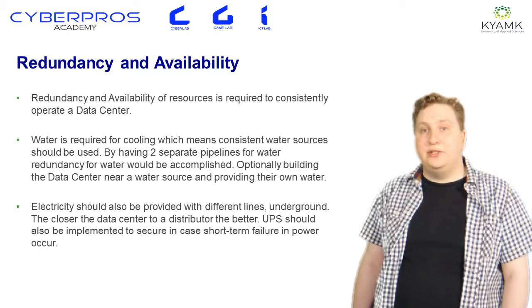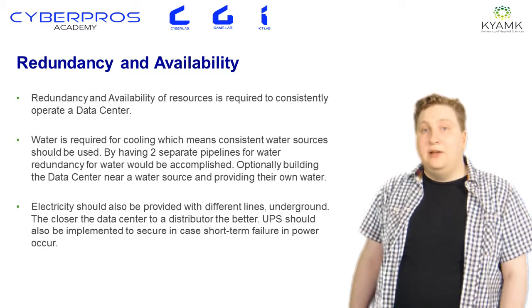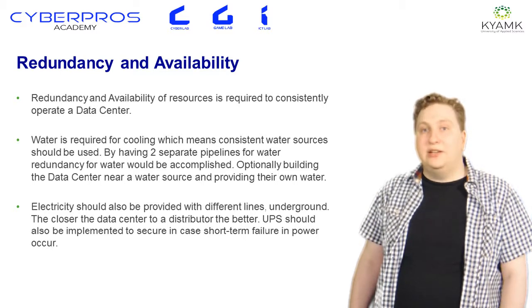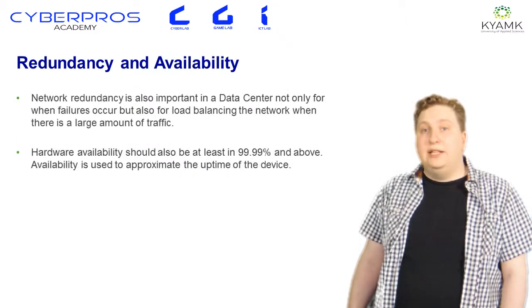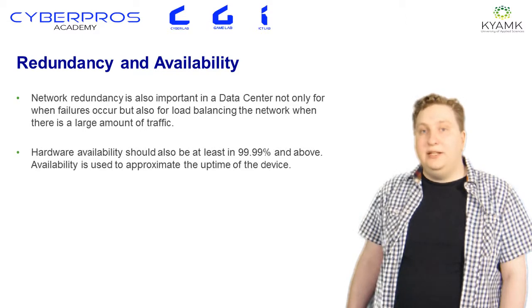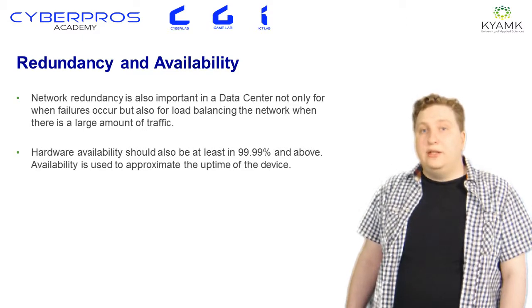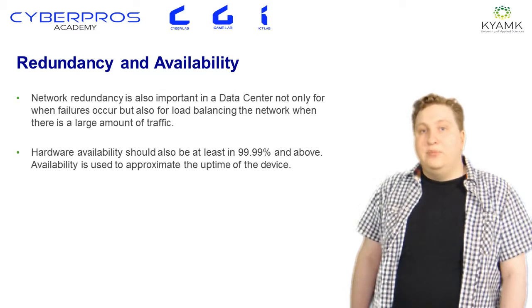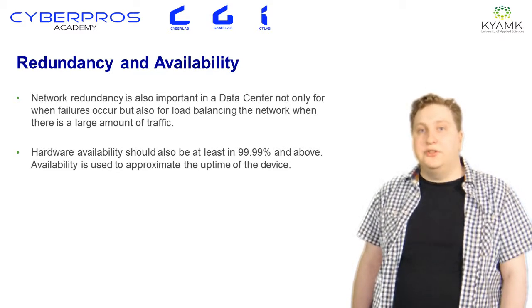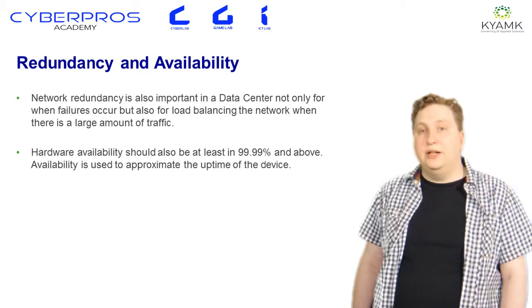Electricity is used by data centers in large amounts, which means there should be a main line and a secondary line. There should also be UPS systems in case electricity is cut off for a moment and the second line isn't active immediately. Network availability and redundancy should also be implemented, not only for possible malfunctions, but also for load balancing during main hours. Hardware availability should also be high, in the 99.99% range, so uptime is consistent and high.